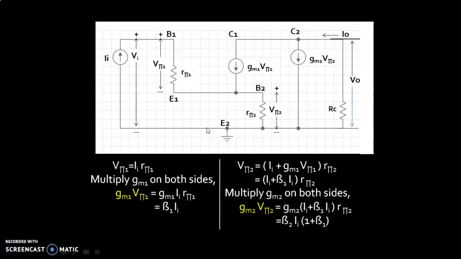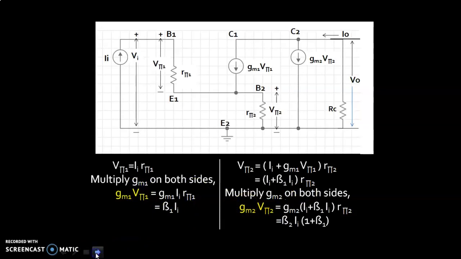Now I have shown the small signal equivalent circuit of the Darlington transistor. Let us now proceed with the calculations. We all know V is equal to I into R, and for Vπ1 the current is Ii, so Vπ1 is equal to Ii into Rπ1. And then for Vπ2 the current is Ii plus gm1 into Vπ1. So we write Vπ2 is equal to (Ii plus gm1 into Vπ1) into Rπ2. For calculations we need gm1 into Vπ1 and gm2 into Vπ2. So we multiply gm1 on both sides and here we multiply gm2 on both sides.